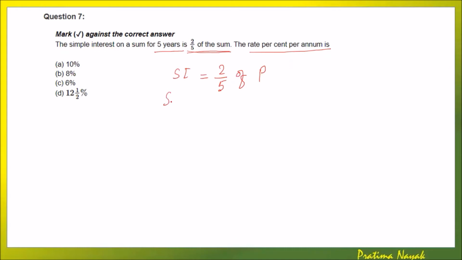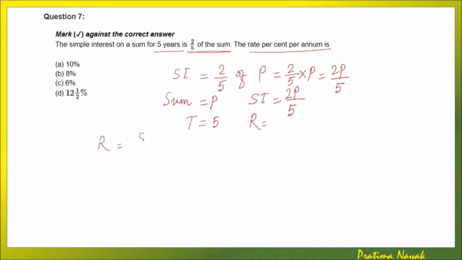So I'll take the sum as P, principal. SI is equal to 2P by 5, because 2 by 5 of P means 2 by 5 into P. That will be 2P by 5. Then your time is also given, 5 years. You have to get your rate. Write the formula: rate is equal to SI multiplied by 100 upon T into P.